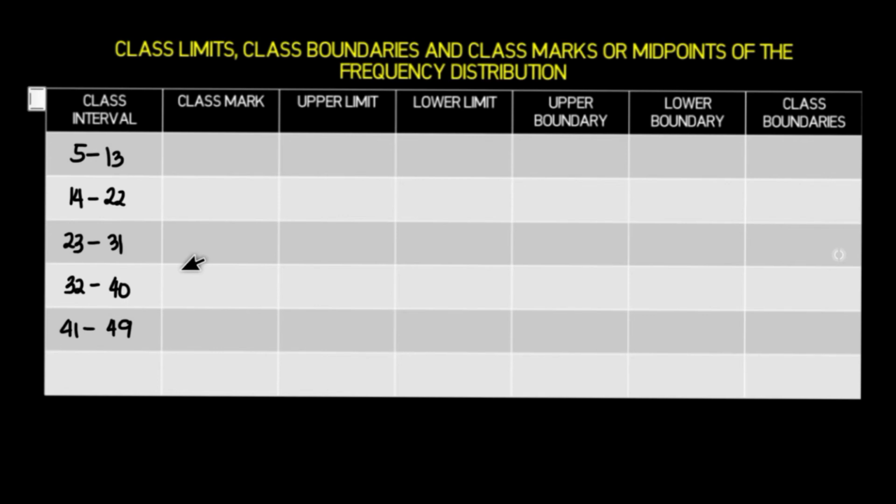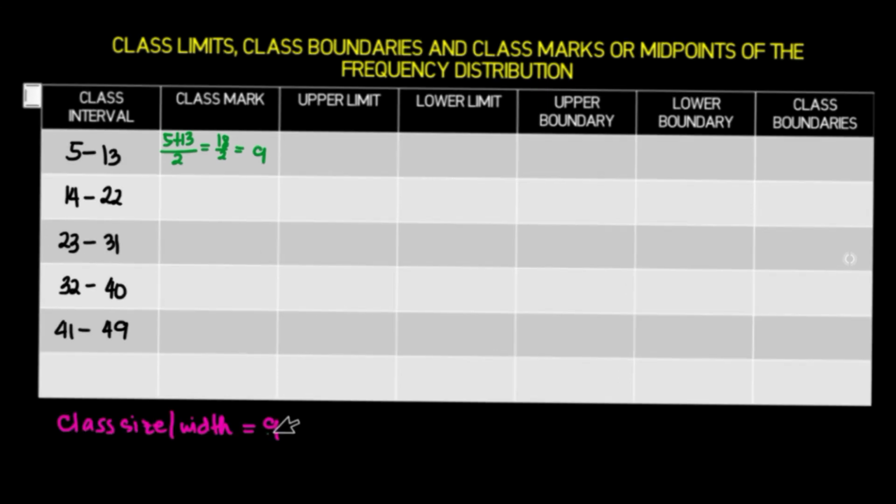So, ngayon naman is, kunin naman natin yung class limits, class boundaries, class marks ng frequency distribution para makompleto na siya. Para po mahanap yung class mark, yung 5 tsaka 13, hanapin po natin yung average nila. So, 5 plus 13 divided by 2. 5 plus 13 is 18 divided by 2. Ang sagot po ay 9. So, sa 5 and 13, ang class mark, or yung midpoint nila, is 9.